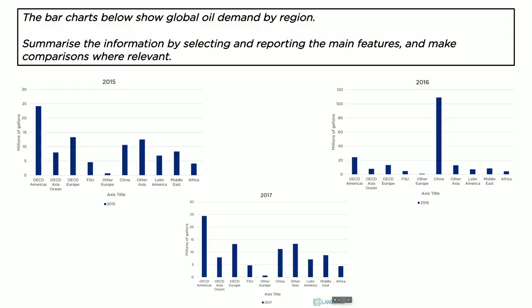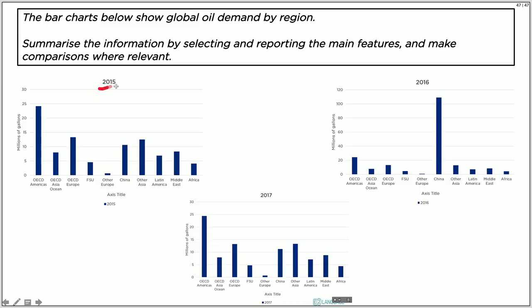Let's read the description. It says the bar charts below show global oil demand by region. All right. It's not going to be that complex. So global oil demand by region. Let's have a look at 2015 first. You can see there's 2016, 2017. Okay, great. So we're just looking at 3 time periods. That's fine. So 2015. Let's have a look at the x-axis here.